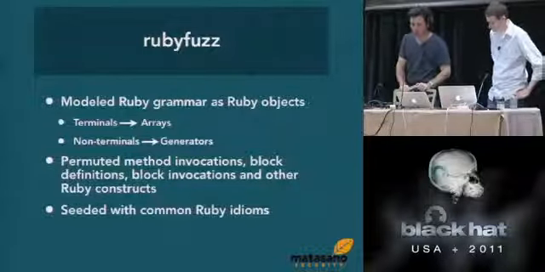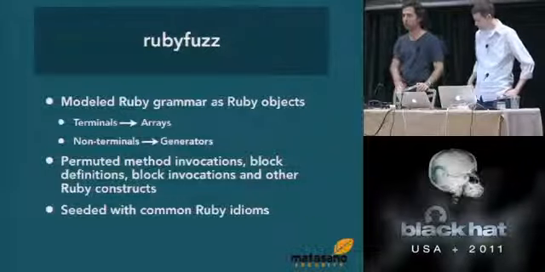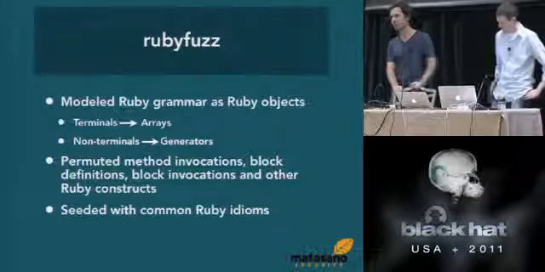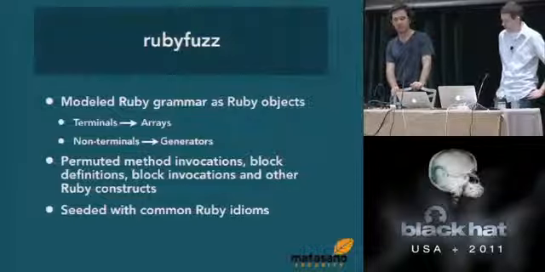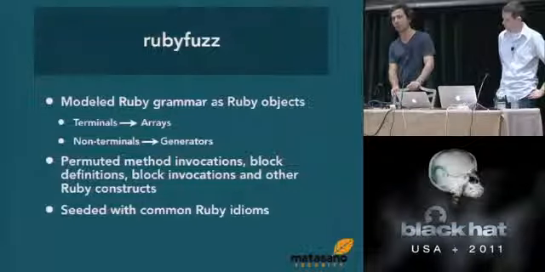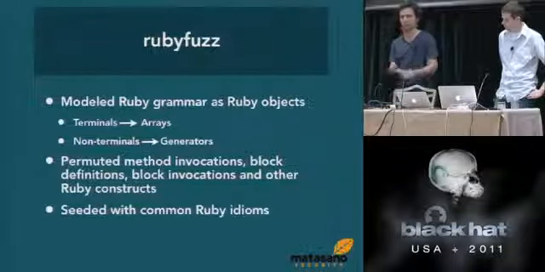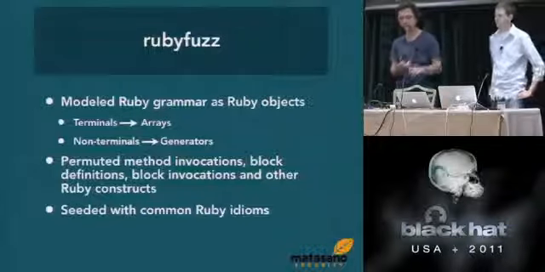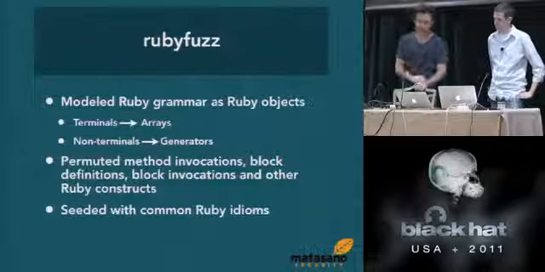Walking and permuting the entire Ruby grammar, every permutation of it, would really not get us much good. So the fuzzer was seeded with very common Ruby idioms, like block definitions, class definitions, assignments, reassignments, and stuff like that.